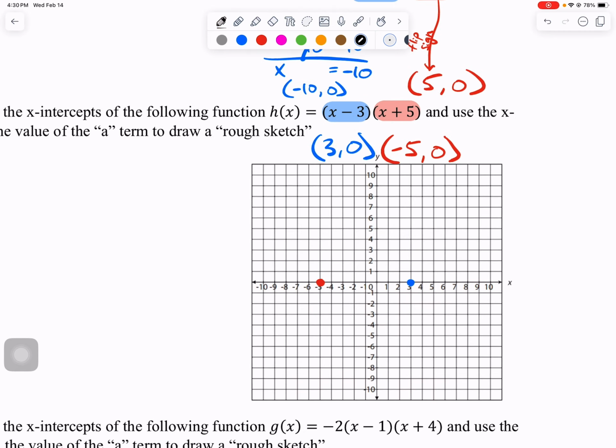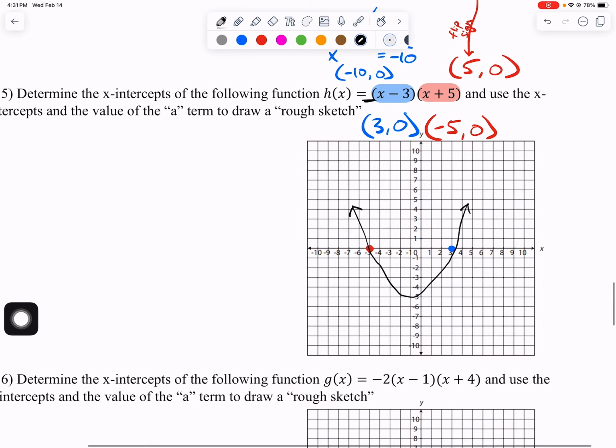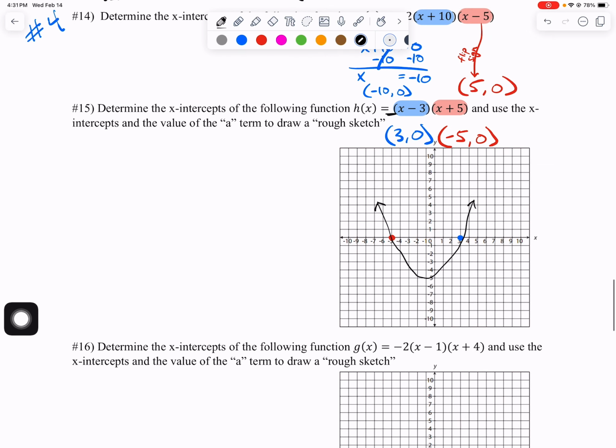And here we go again. Well, what's our function here? Yes, we have that a value. All right, so it's going to look something like this maybe. And it's going to have that big bright smile because our a value is a positive 1. And go ahead and move on to your next one.